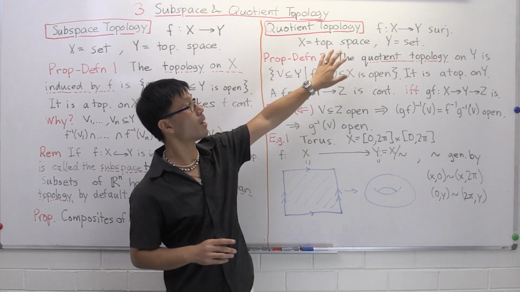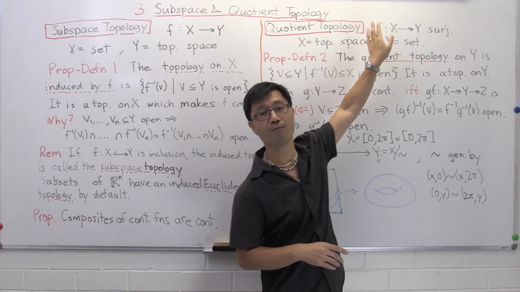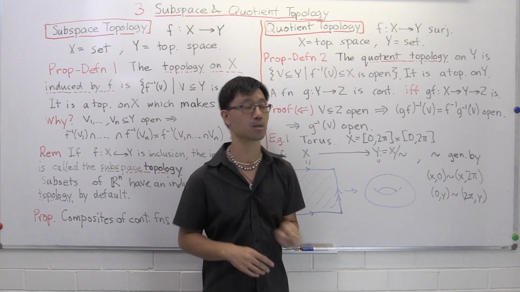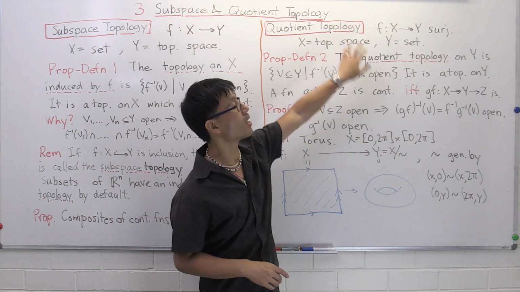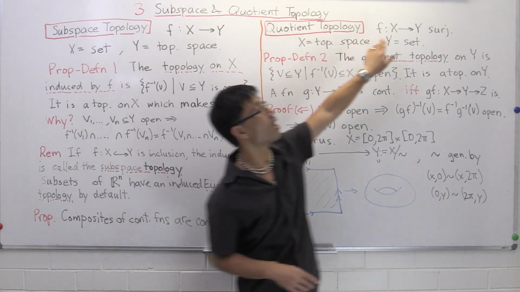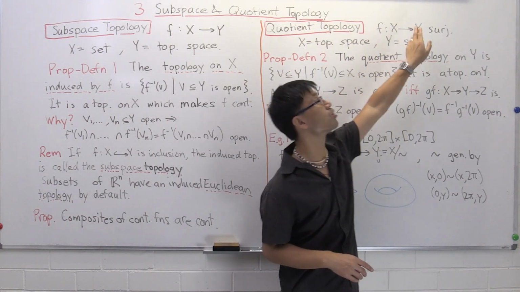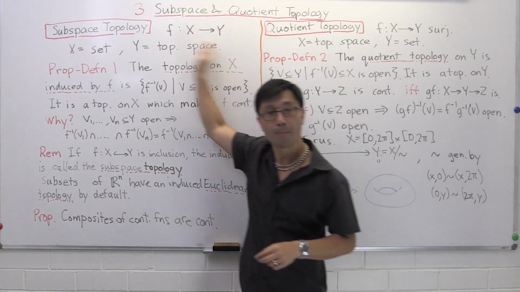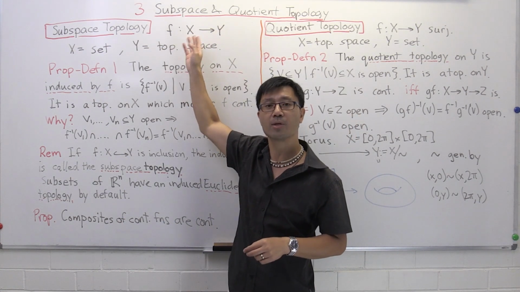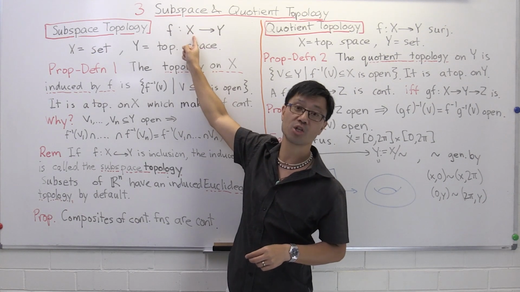And again, the setup is the same. We're going to have a function f from x to y, but there are two differences. The first one is this function has to be surjective. The second one is that now we're going to assume that we have a topology on x as opposed to y. Before, we had the topology on y, and we pulled it back, and that's how we induced a topology on x.